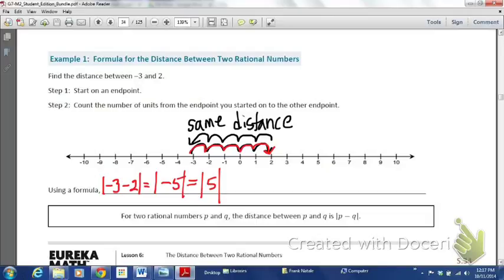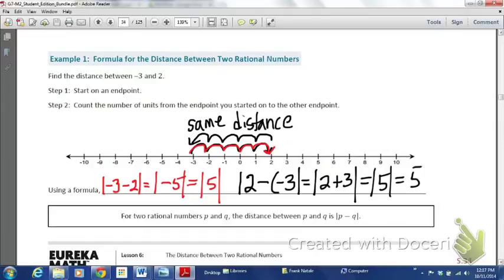Okay? All right, and now for the other one, if we just started from the 2, we could say the absolute value of 2 minus -3, which of course equals the absolute value of 2 plus 3, which again equals the absolute value of 5, which equals 5. All right, and this one over here, of course, equaled 5. So these are the same.